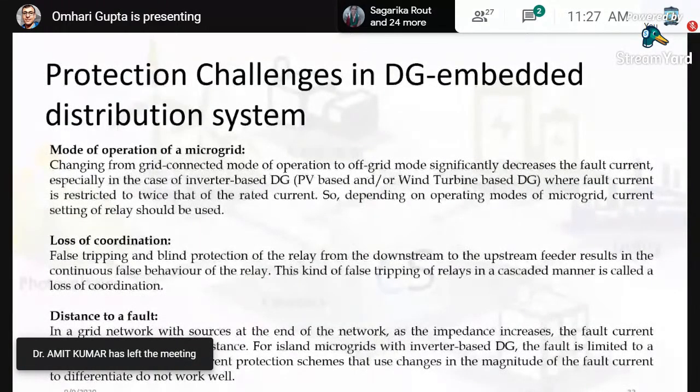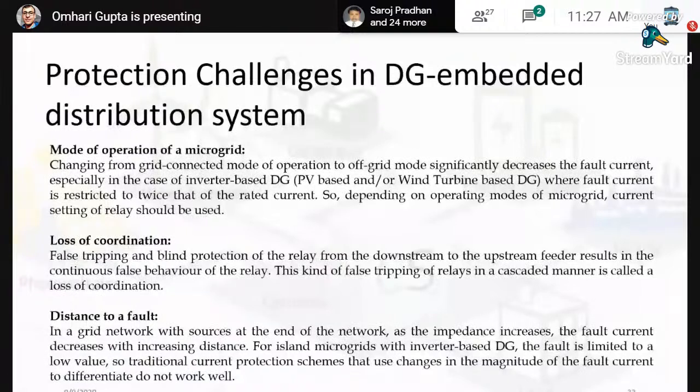There can be loss of coordination, false tripping, and blinding of protection of a relay from the downstream to the upstream feeder, which results in a continuous false behavior of the relay. This kind of false tripping of relays in a cascaded manner is called loss of coordination. If there is not proper coordination among the relays, relay R1 is supposed to operate, but relay R2 may operate.